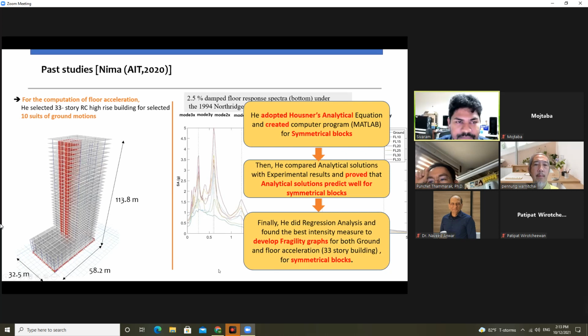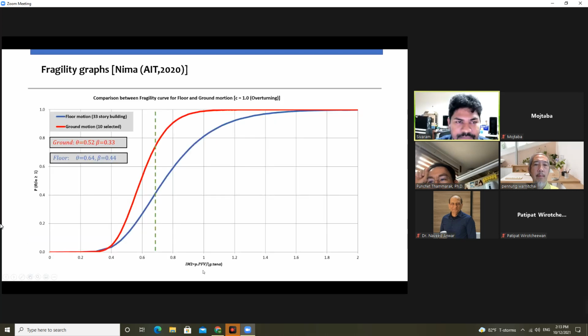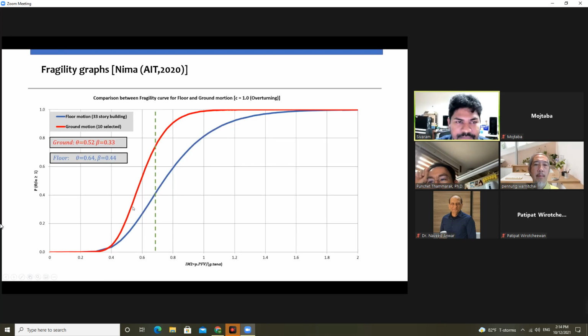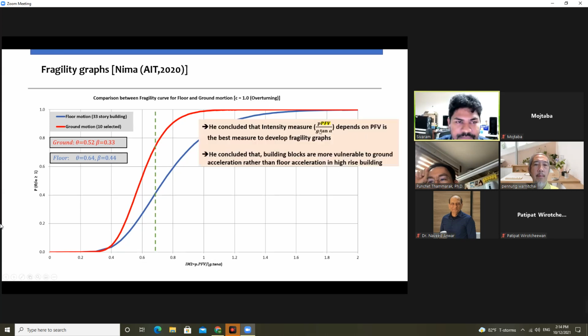The best intensity measure was IM2, which depends on peak floor velocity. Here he concluded, as we can see clearly, the red one is the ground one and the blue one is the floor one. He concluded that ground acceleration is more vulnerable than the floor acceleration. He concluded that this one is the best intensity measure.